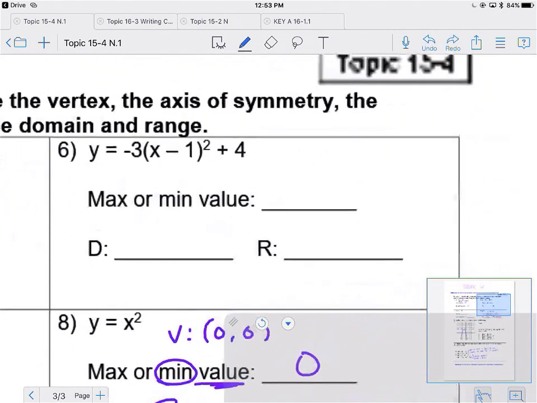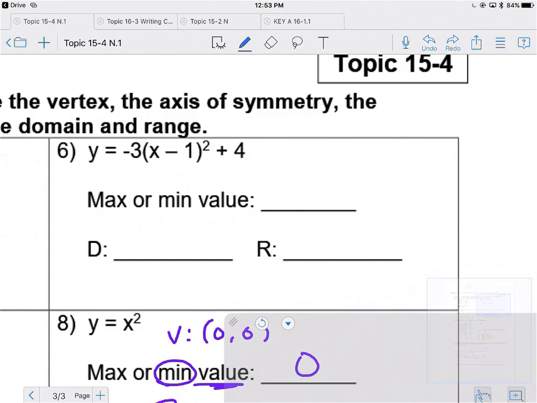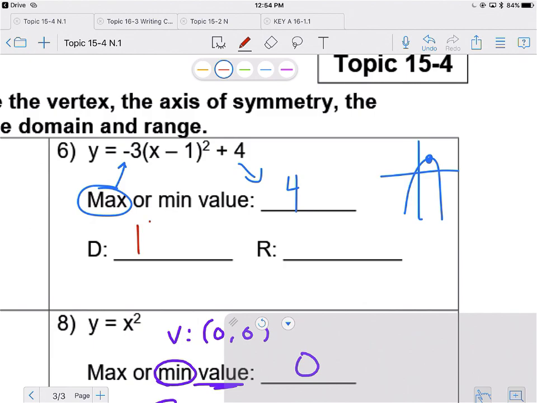Problem 6, they are asking me if I'm going to have a minimum or maximum and then ask me for the value. So I will have a maximum. I know that because there's a negative, which means it's going to be flipped. And my maximum value is going to be that 4 because it's going to go all the way up to 4, and that's part of my vertex, and then it's going to flip. Domain for all quadratics is all reals, and then because this is a maximum, we would have a less than or equal to 4 value.